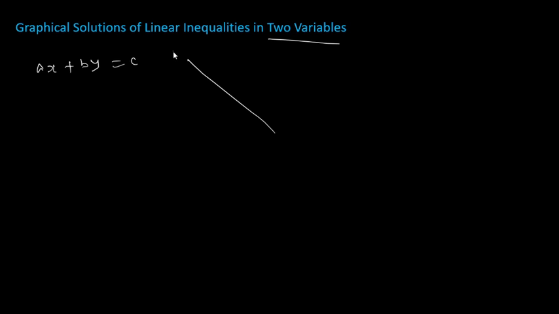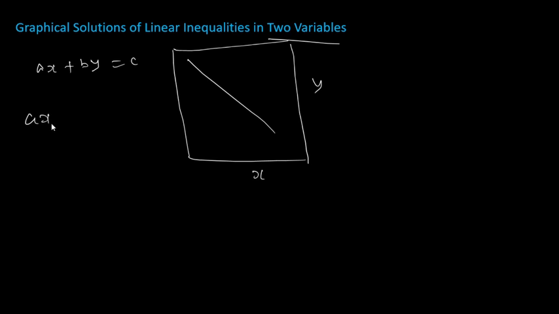This is the xy plane. Let me consider this as the xy plane. So this equation, ax plus by equals c, where this is x and this is y, divides the xy plane into two parts, which are represented by ax plus by less than or equal to c.